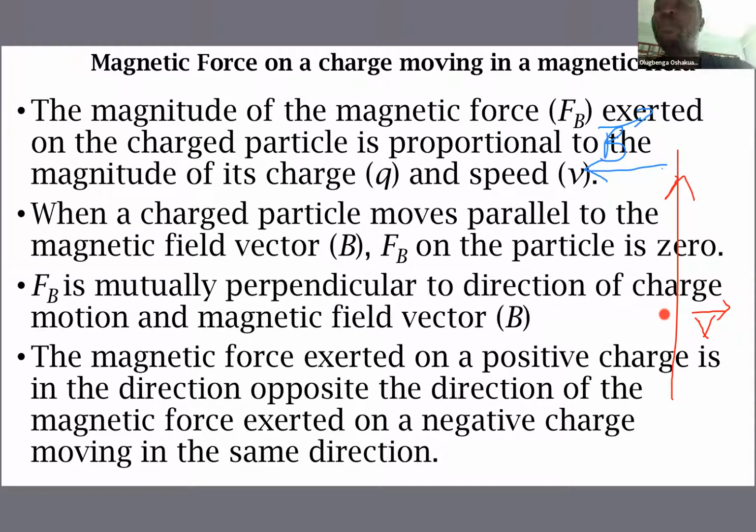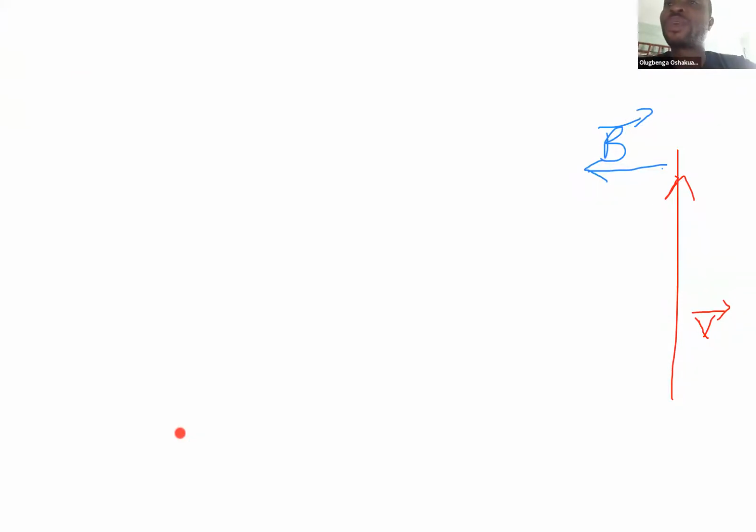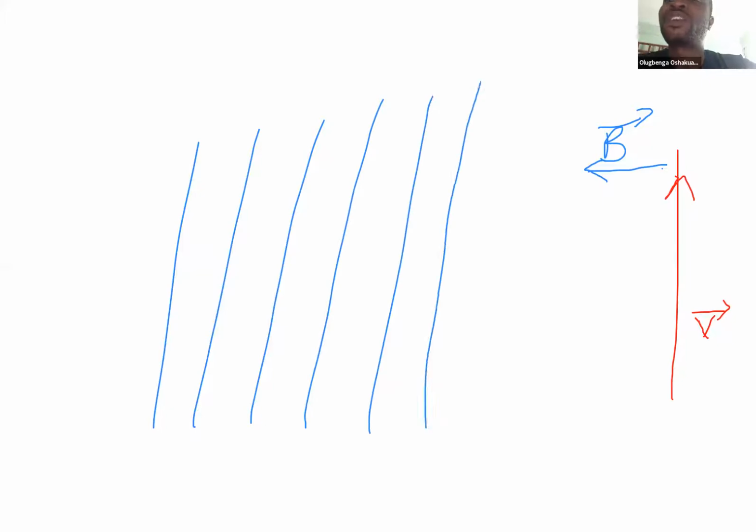When a charged particle moves parallel to the magnetic field vector B, the magnetic force on the particle is zero. What that means is, let's represent this. If we have a scenario where we have a magnetic field in this direction, and we also have an electron, let's say for instance, traveling in this same direction.